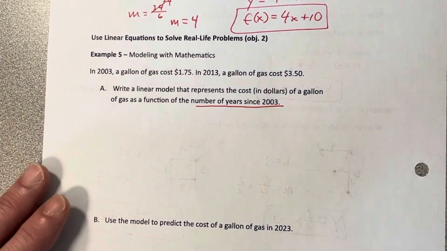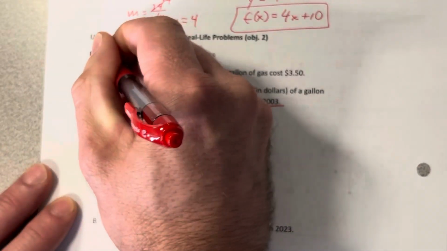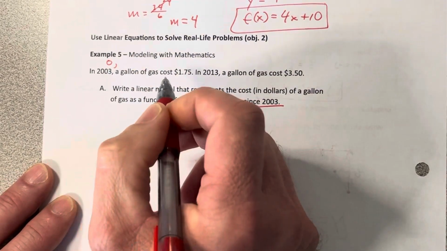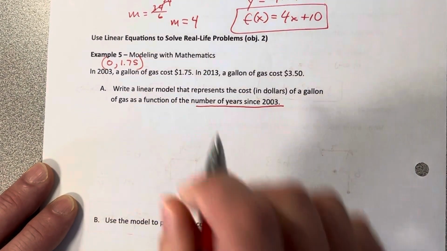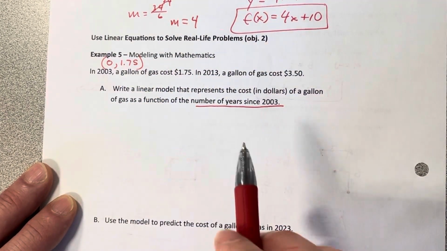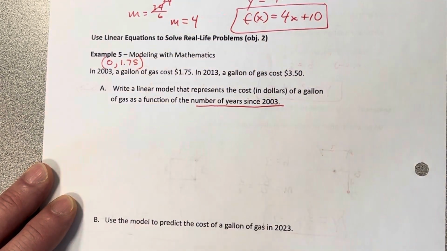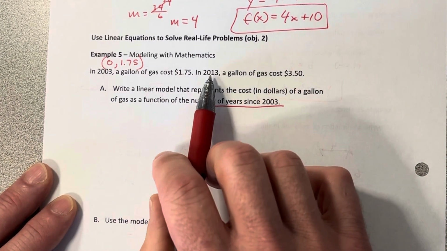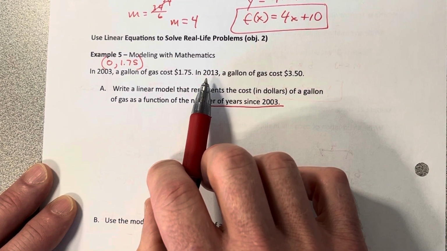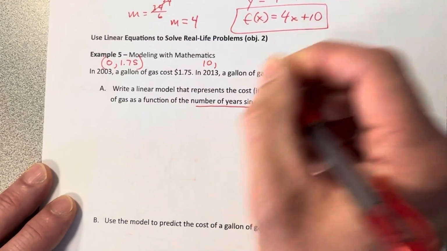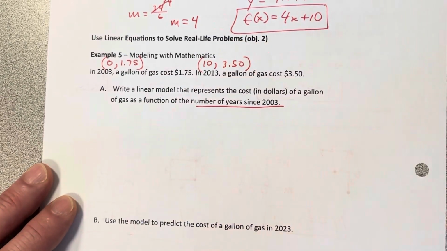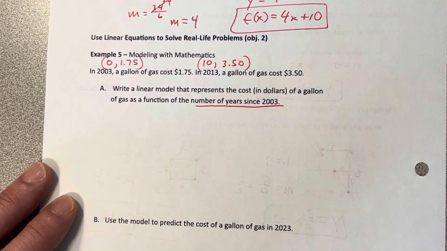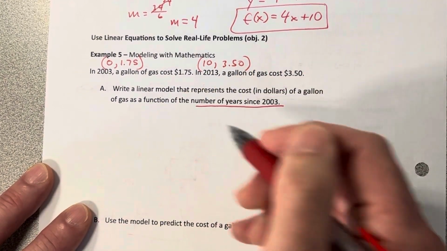Well, class, this is actually going to make this problem make a little more sense in a way. 2003 is going to be now our starting point. It's going to be our y-intercept. So in 2003, the cost is $1.75. Well, since 2003 reverted to zero, because it's 0 years since 2003, 2013 is actually how many years since 2003? Yeah, it's 10. So at 10 years, fuel cost $3.50.